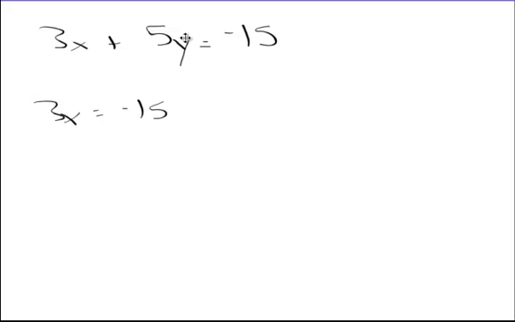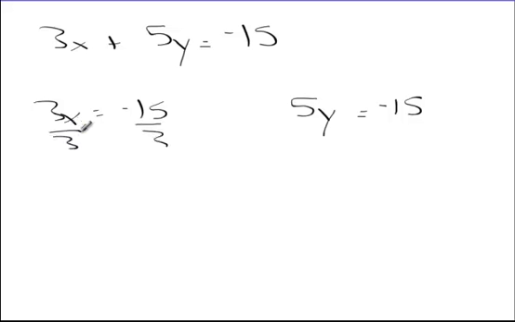Let's try that again. Let's grab an equation. Let's call it 3x plus 5y equals negative 15. So the first thing we're going to do is pretend that one of these isn't here. So I'm going to start with 3x. So 3x equals negative 15 because we're saying that y is 0. So this part has gone away. And I'll redo it the other way. So I'm saying that x is 0. So I'm going to get rid of this guy. So 3x is gone. So 5y equals negative 15.